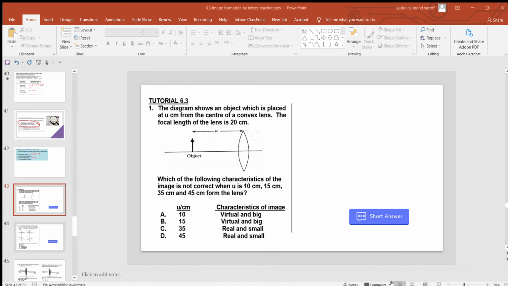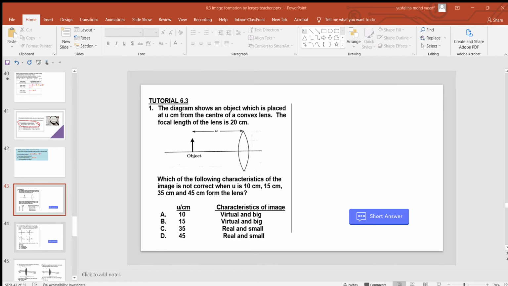So once we finish the experiment, as you can see here, when you increase the object distance, the image distance decreases, right? So what's the relationship here? It is inversely proportional. When the U increases, when the object distance increases, the image distance will decrease. So that's the relationship.